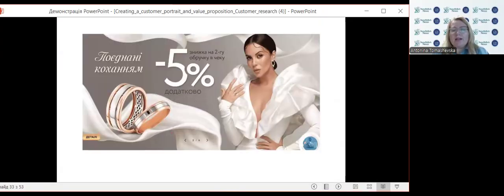Zloty Week. The main target audience of the company Zloty Week is couples preparing for marriage. That is why most of the outdoor advertising and website promotion are focused on people in love.